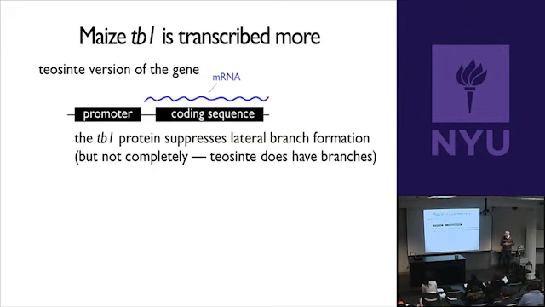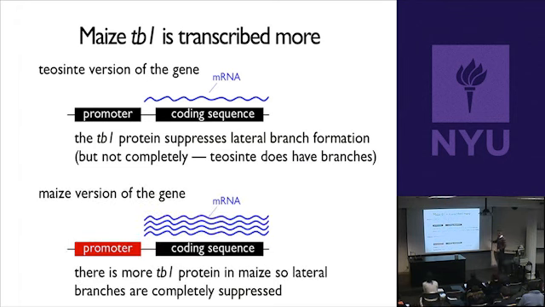The modern corn version of the gene is much more active. So there's been some change in the promoter that makes it a more actively transcribed gene, so you get much more messenger RNA out. Because you get much more messenger RNA out, you get more protein. And because the job of the protein is to suppress the formation of these branches, corn grows without any branches. It's just one stalk.